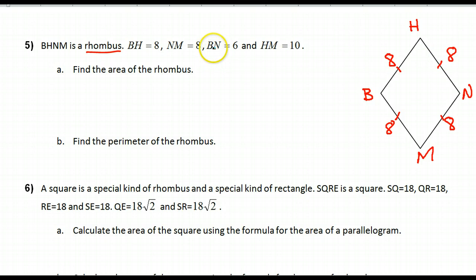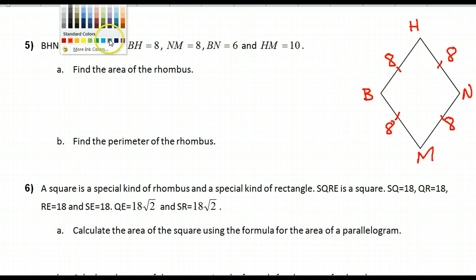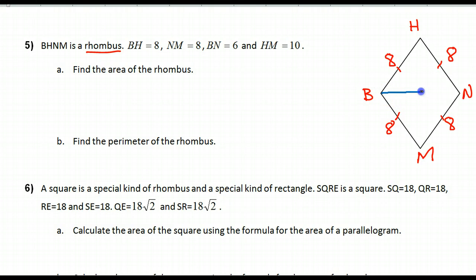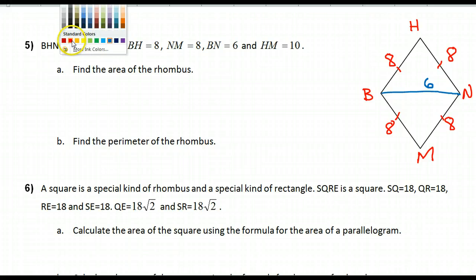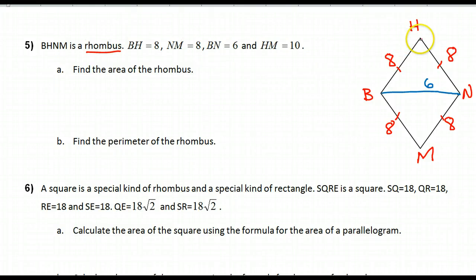But also BN is 6. Okay. So BN is one of the diagonals, and that is 6. And HM is 10. Okay, HM is another diagonal. And that length is 10.